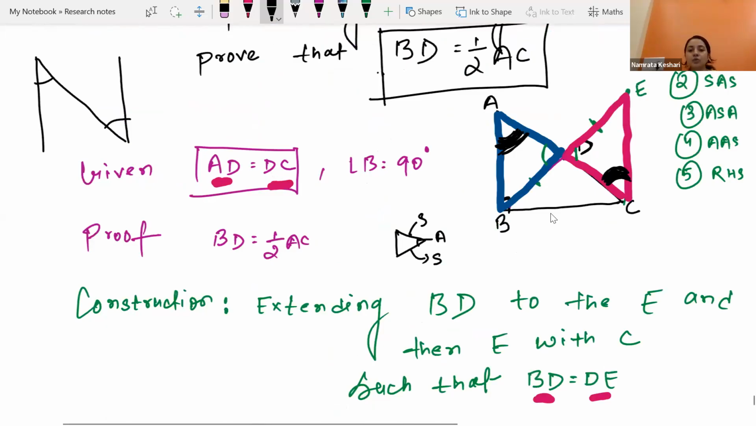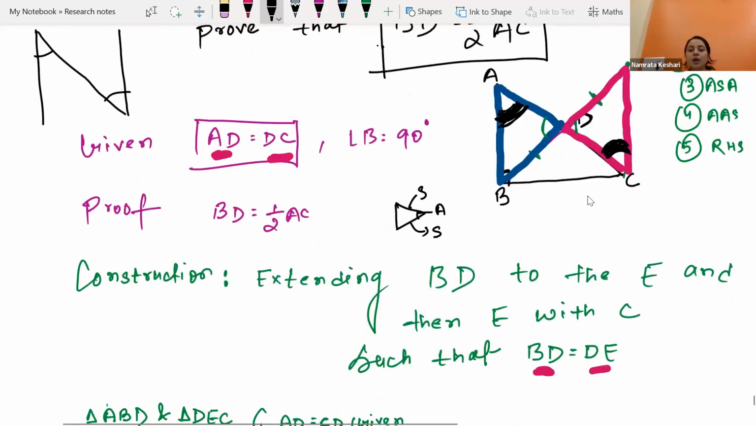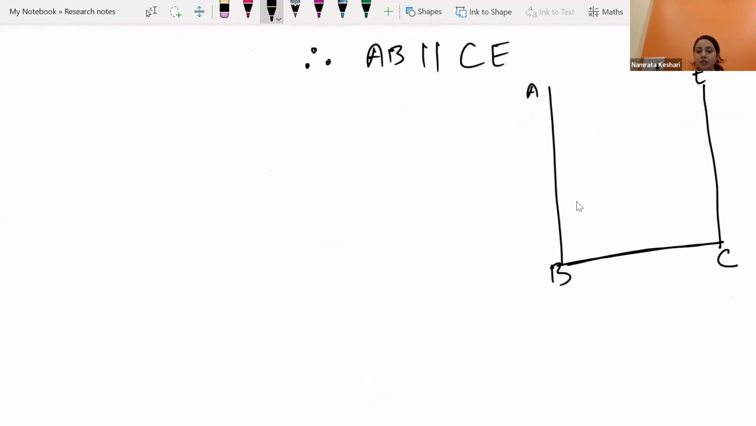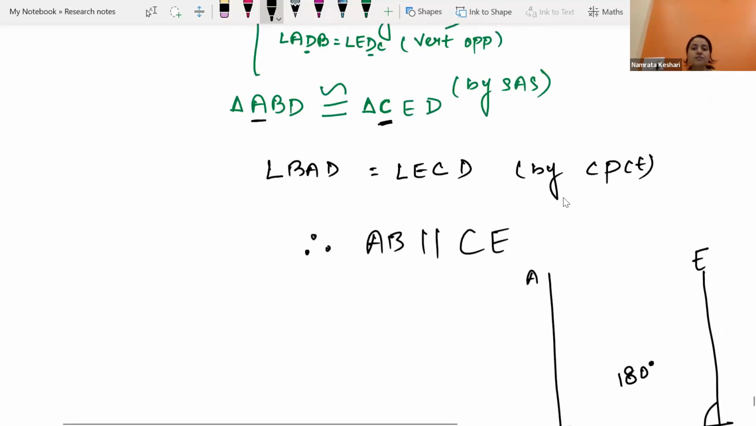Okay, now what can be done? These two are parallel lines, AB and CE. Now if we take this as a transversal, can we say that the sum of this one and this one will be 180 degrees, interior angles on the same side? Can we say? Yes, ma'am, yes, we can say that.